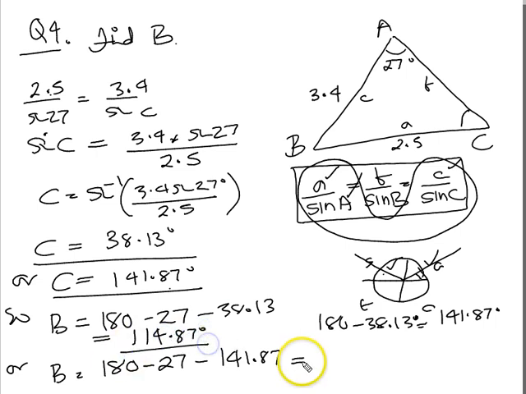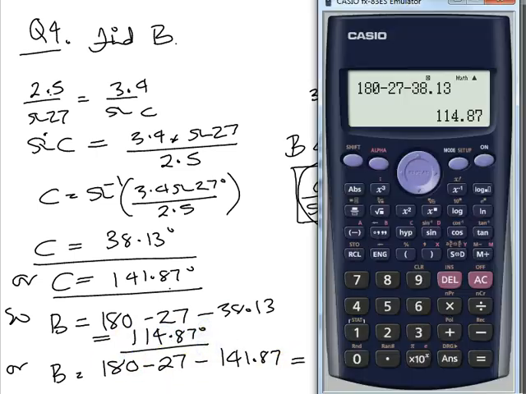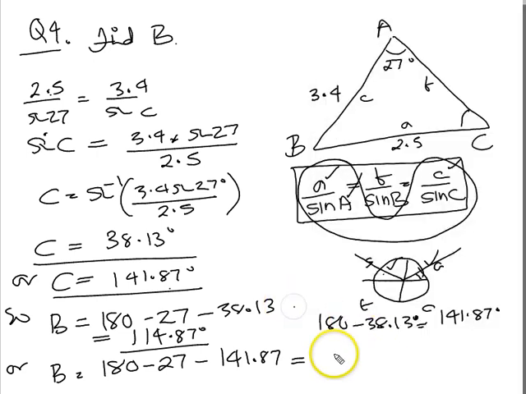114.87 degrees. There we are. But the other possibility, which we need to have allowed for, was if we, let's just delete that. Instead of 38.13, we take away 141.87. And we get 11.13 degrees. There we go. So we got our two answers then, haven't we? So B has these two possible solutions.